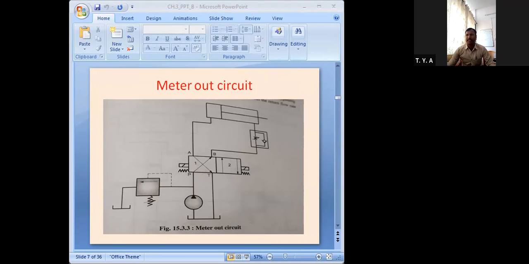Here you can check, a 4x2 valve. This is a solenoid operated valve, not manually operated. So in the first position, flow will go from P to A, so extension will happen, and while coming to retraction, at that time fluid will go from this one.